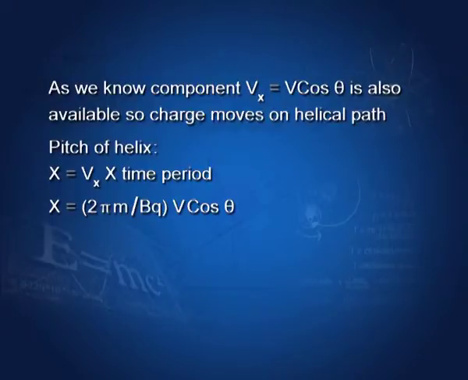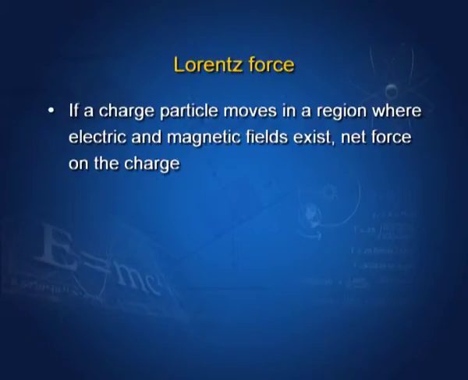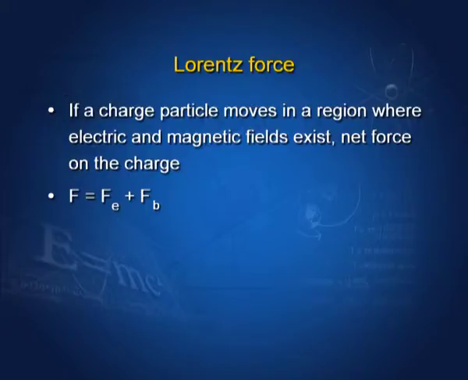Lorentz force. As we know, if the charged particle is moving in the magnetic field, then it experiences only the magnetic force, which is equal to q into v cross B. Whereas, if the charged particle is passing through an electric field, then it experiences the electric force F equals Q into E, where E is the electric field. If we have a situation in which the electric field and the magnetic field simultaneously exist in the same region and the charged particle passes through that region, then it will experience the force F equal to the electric force and the magnetic force.